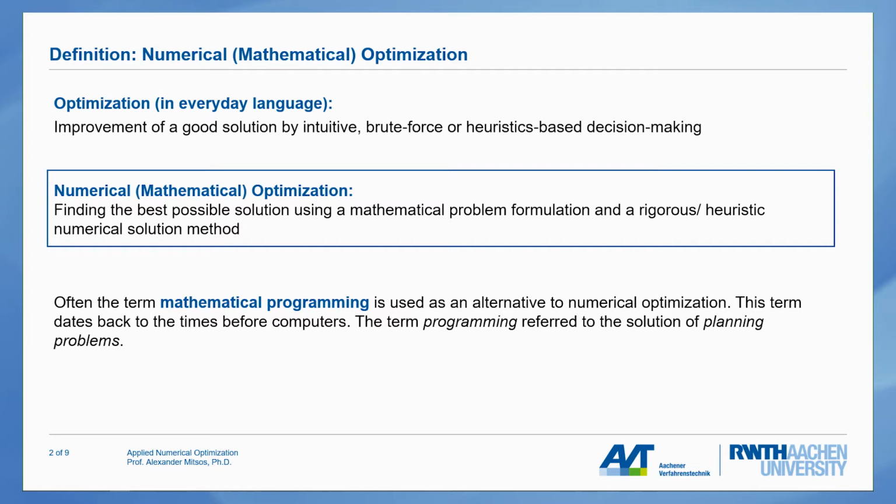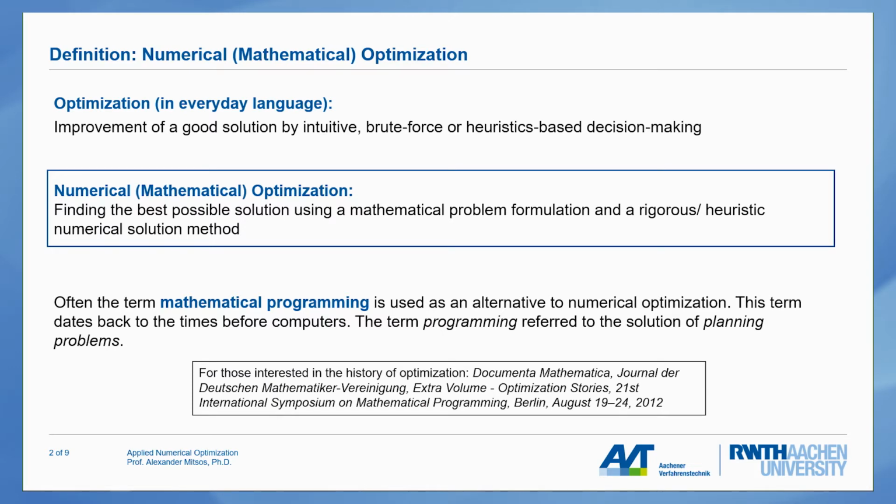Lately, people do not use it so much anymore, and I think this is good because programming to most people is associated with writing a computer program in Fortran or Python or C++. The term mathematical programming has a different meaning. So programming is not in the sense of writing a computer program, it's more in the sense of planning an operation. If you want to know more about the history, we recommend this publication. We're not going to really be talking about history in this class. We're mostly going to be talking about modern numerical optimization.